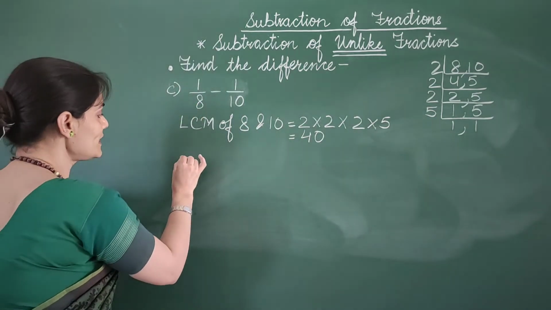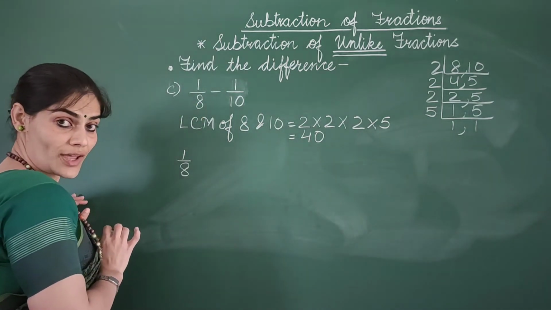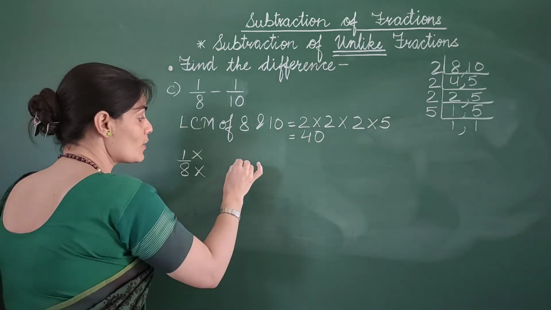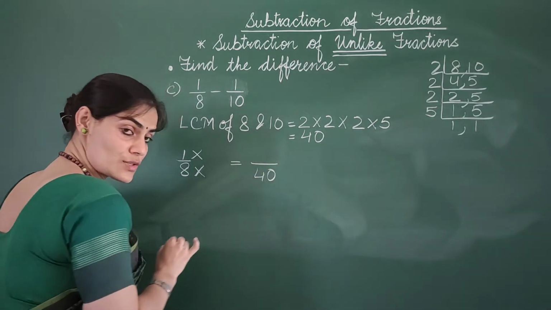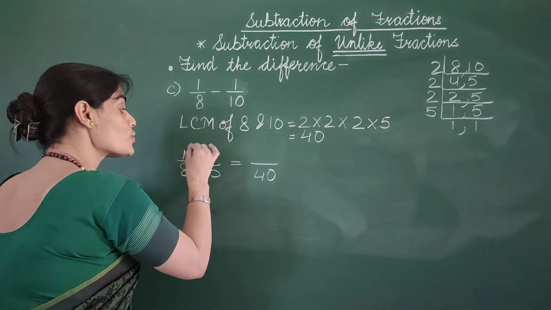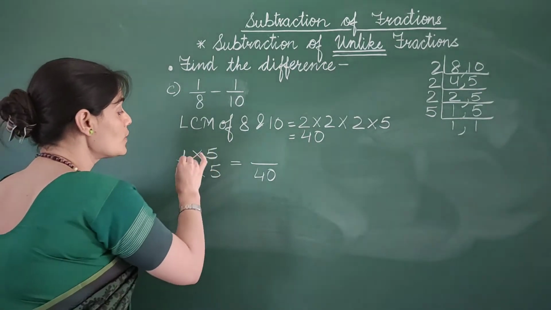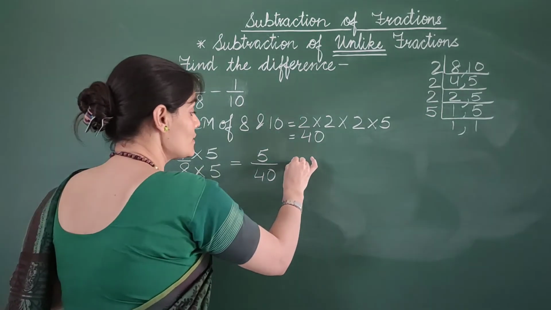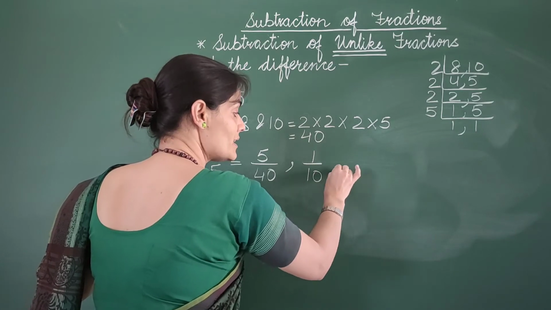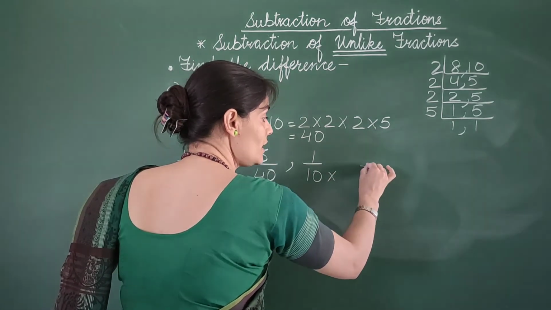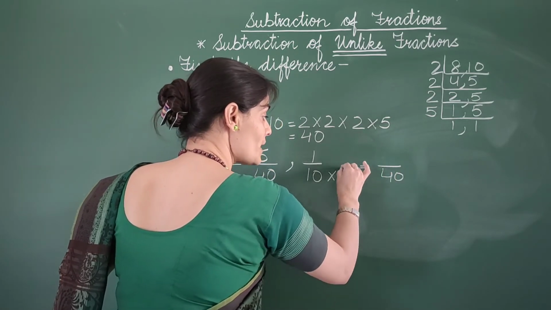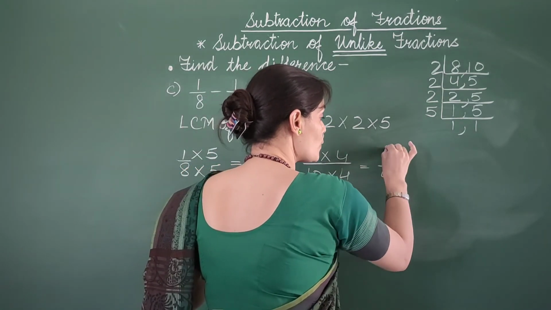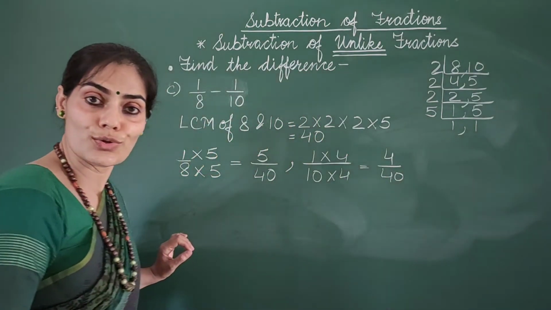So let's convert these fractions into like fractions so that the denominator is equal to 40. We multiply 8 by what number so that the denominator comes to 40? 8 times 5. So 1 should also be multiplied by 5. 1 times 5 is equal to 5 and 8 times 5 is equal to 40. Let's do the same with the fraction 1 by 10. Again we want the denominator to be 40. So 10 should be multiplied by 4. Similarly 1 should also be multiplied by 4. 1 times 4 is 4 and 10 times 4 is equal to 40.